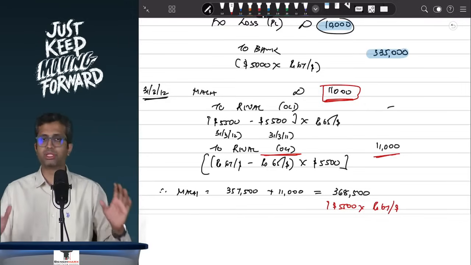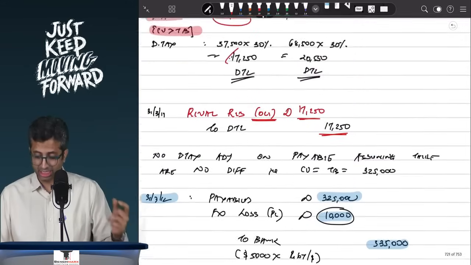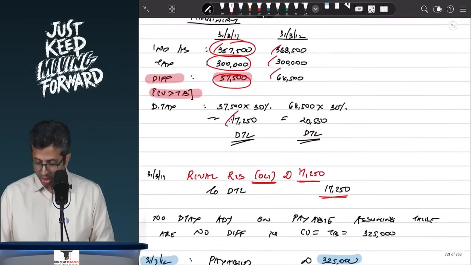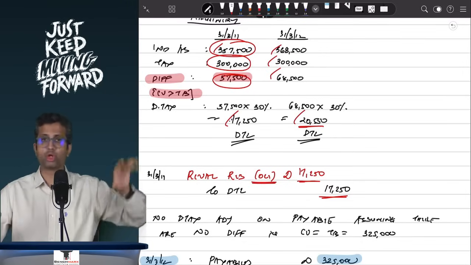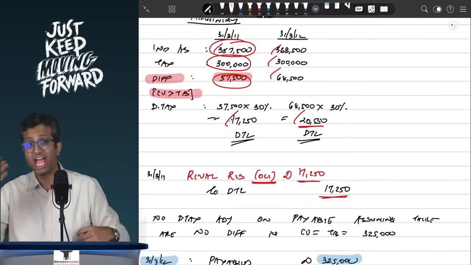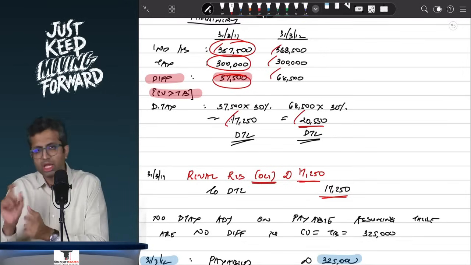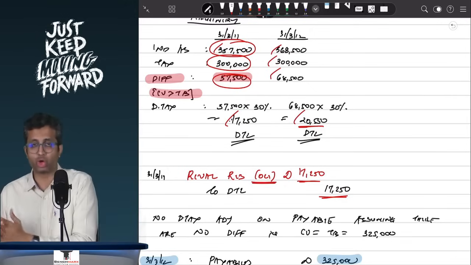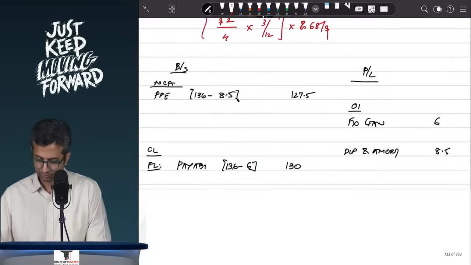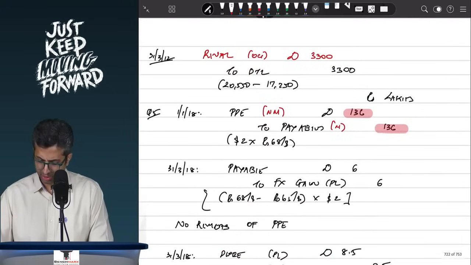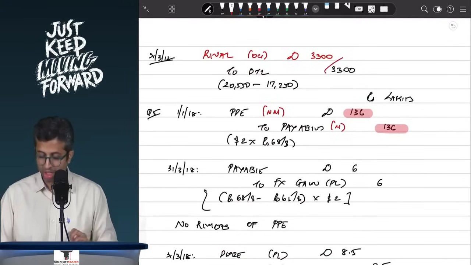In income tax, it is still 3 lakhs, and hence the difference of 68,500 into tax rate will come to 2550. I will not pass the entry again for the entire 2550 because I already have a DTL of 17,250, and hence the difference of 3,300 in the DTL will be recorded. So DTL will be 3,300, and the debit will go against the revaluation.